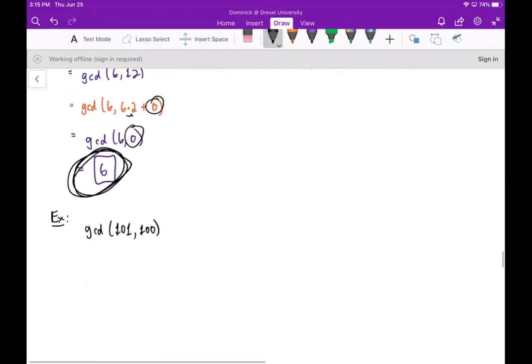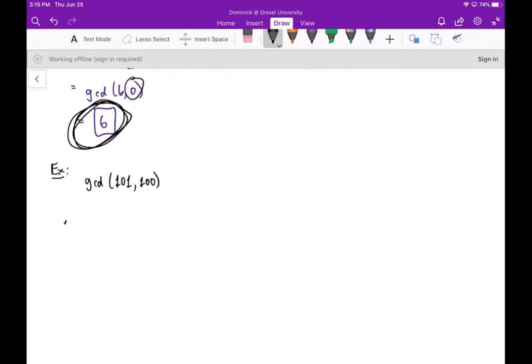Okay, so let's do another example. The first step, I want to switch my a and b. So now this is the GCD of 100 and 101. Well, how many times does 100 go into 101? It goes in one time with 1 left over. And since that 1 is the remainder, this is now the GCD of 100, comma 1.